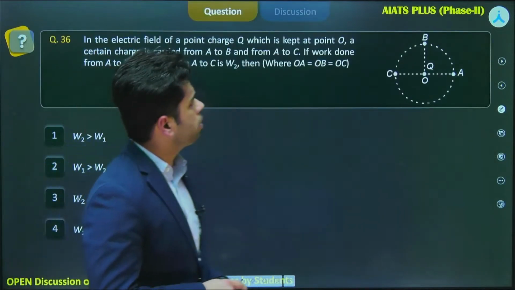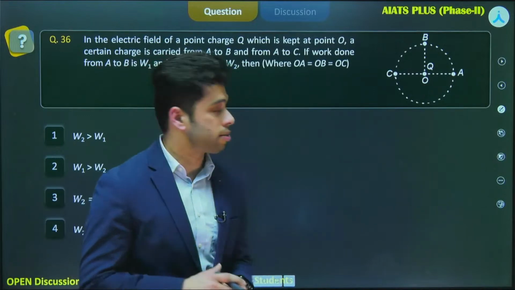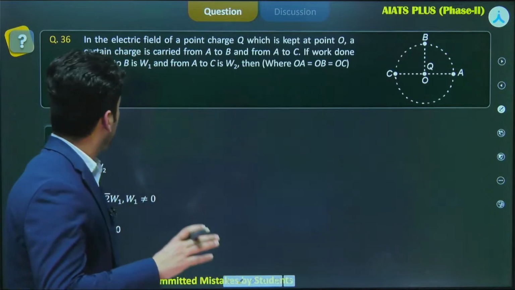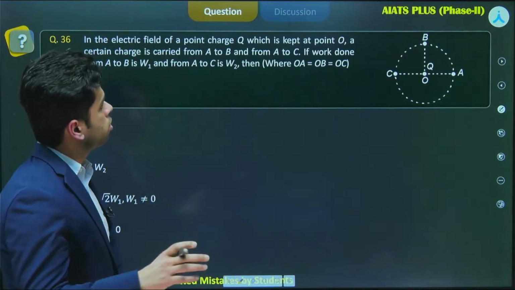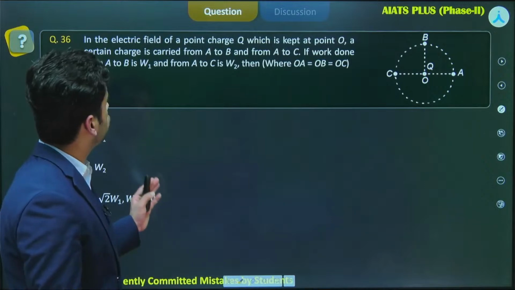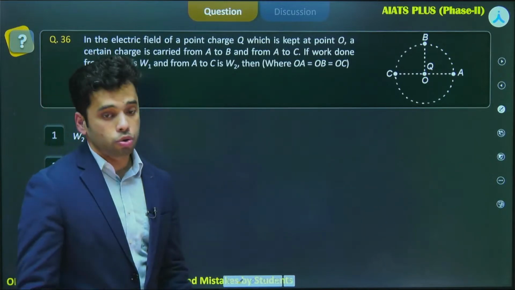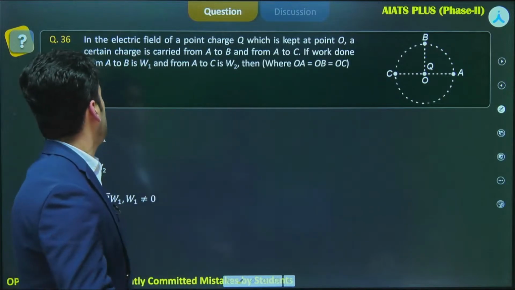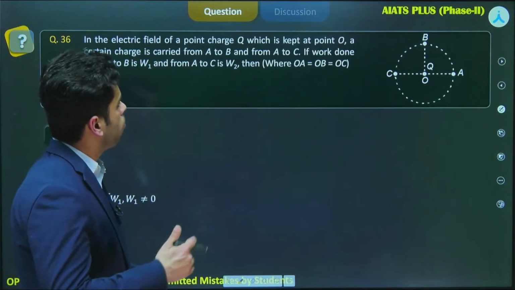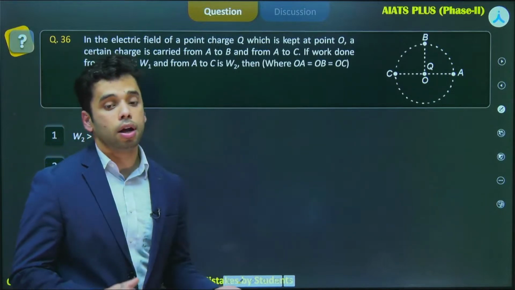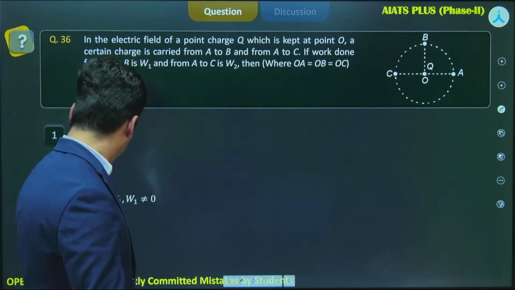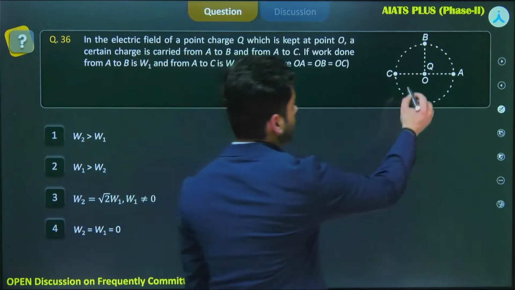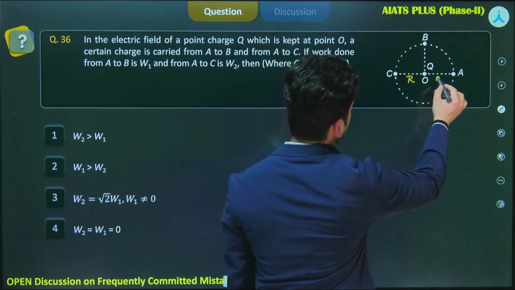This problem is based on the chapter of electrostatic potential and capacitance, which was problem 36 in the original paper. It says that in the electric field of a point charge Q, which is kept at point O, a certain charge is carried from A to B and from A to C. If the work done from A to B is W1 and from A to C is W2, then we need to compare W1 and W2. And OA is equal to OB is equal to OC. So let me take this as R, this as R, and this as R.